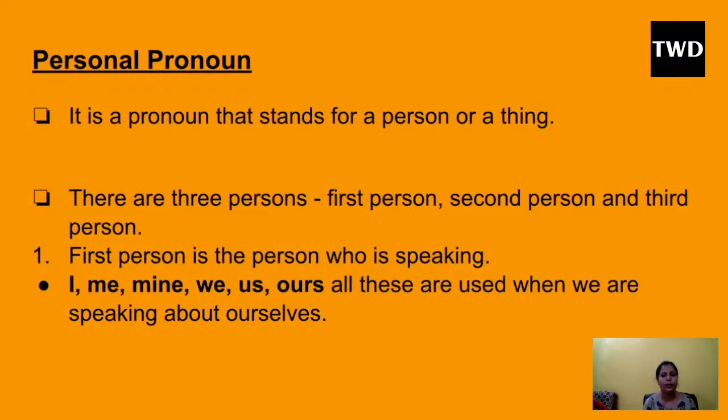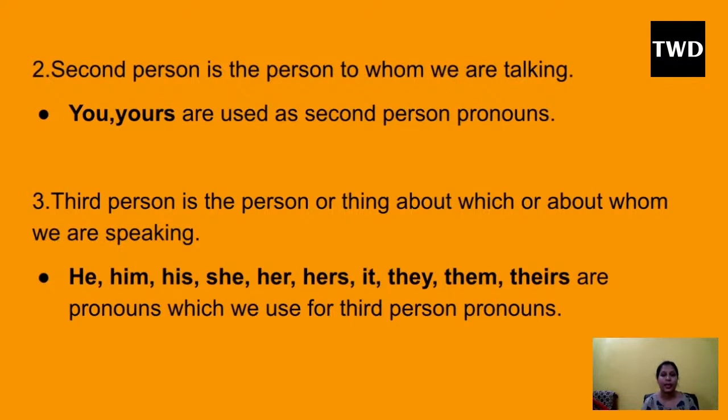Here, the first person is the person who is speaking. So what pronouns is he going to use? He will use I, me, mine. And if he is taking the whole group with him, he will use we, us, ours. All these are used when we are speaking about ourselves. I hope there is no confusion. Please be very clear with it. The first person is the person who is speaking, and the pronouns we use for the first person are I, me, mine, we, us, ours.